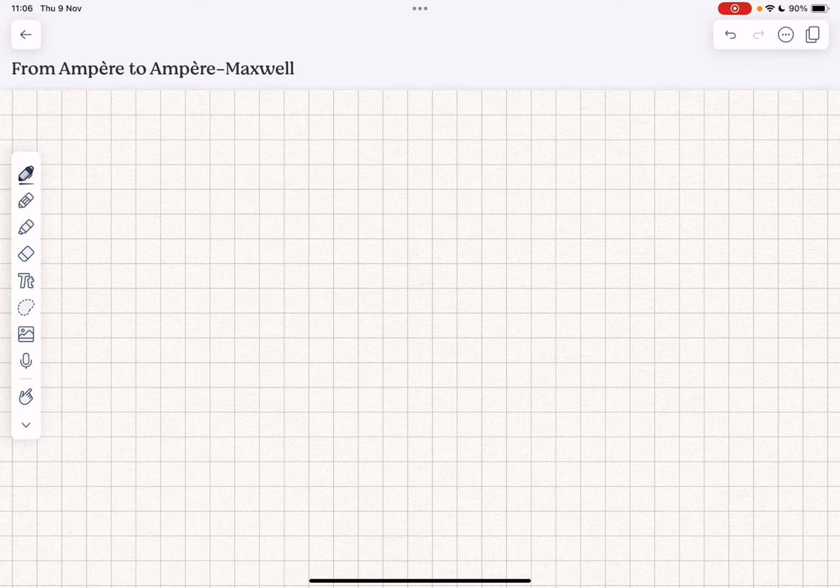I'm going to go through the process of getting from Ampere's law to the Ampere-Maxwell law. So we're going to start with what you might call electrostatics. We would write the equations for this as divergence of E is equal to rho over epsilon naught. That's Gauss's law, which is very familiar. In electrostatics, we would write the curl of E is equal to 0.